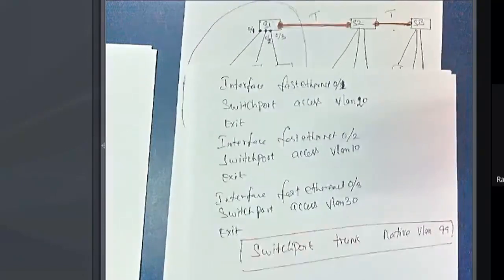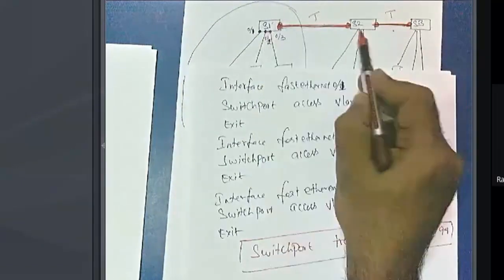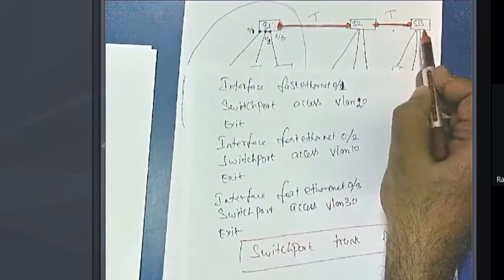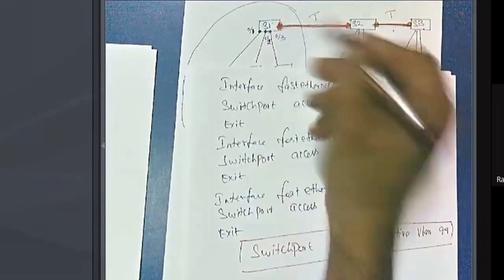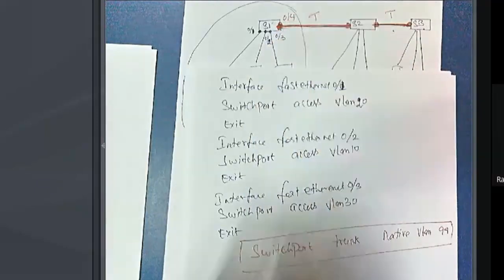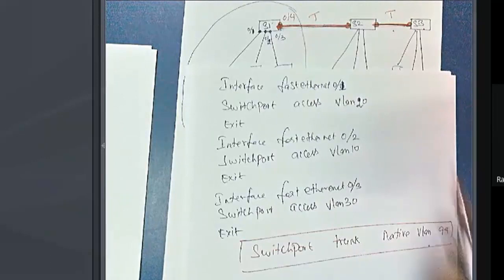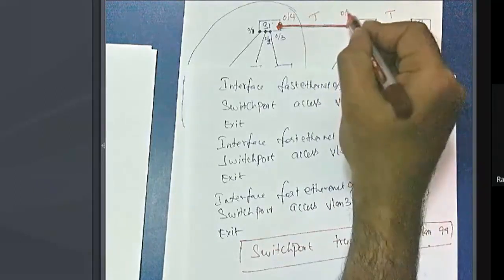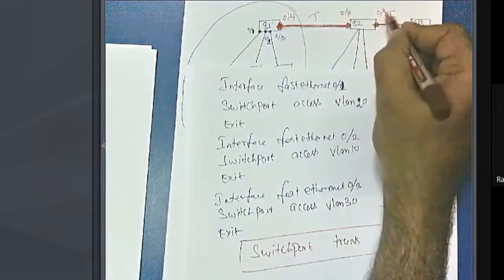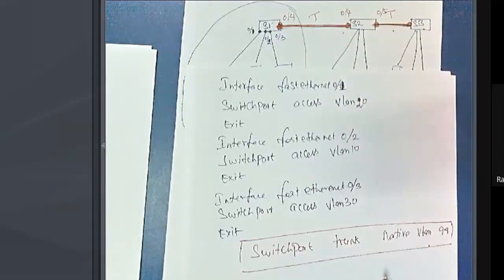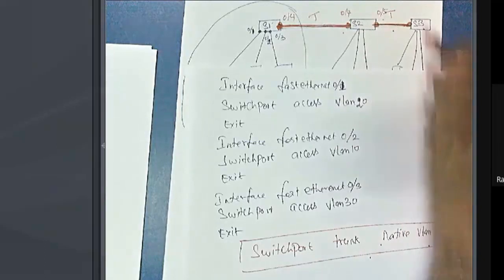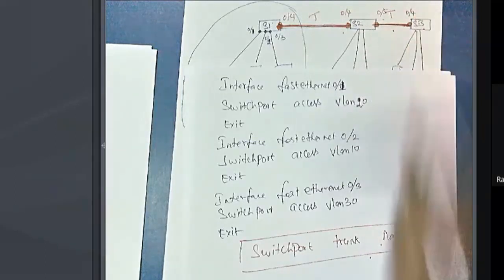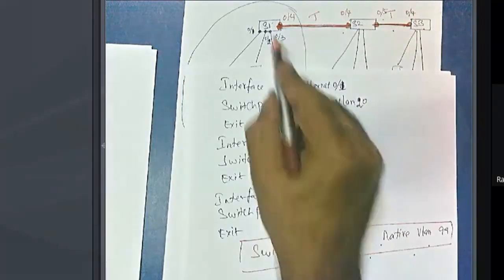So already you created VLANs 10, 20, 30. So only go to this interface, FastEthernet, whatever it is, 0/4 for example. Go to 0/4, make this the native VLAN. Here, the same thing. Let it be 0/4 and 0/5. Go to 0/4, make it trunk. Go to 0/5, make it trunk. So this is going to be your trunk.